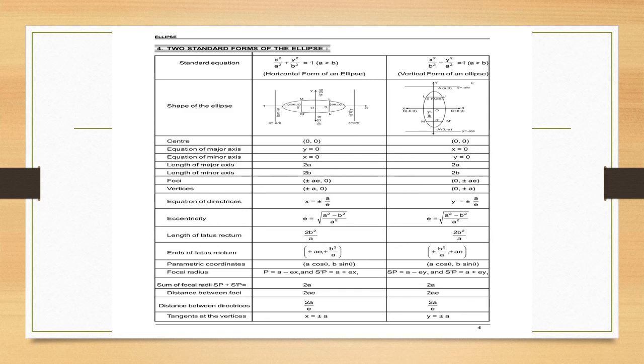The equation of the directrix is x = ±a/e, y = ±a/e. The eccentricity formula is e = √(a² − b²)/a. For both cases, the length of the latus rectum is 2b²/a. Okay, and I shared with you other information about the ellipse also.